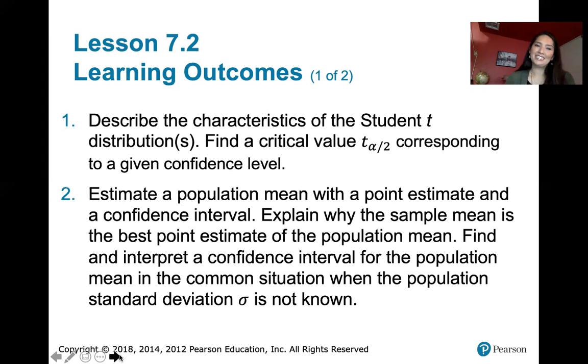And once we have that skill under our belt, we will be ready to estimate the population mean with both a point estimate and a confidence interval. First, we'll explain why that sample mean is the best point estimate of the population mean. And then we will interpret and find confidence intervals for the population mean in the very common situation when that population standard deviation is not known.